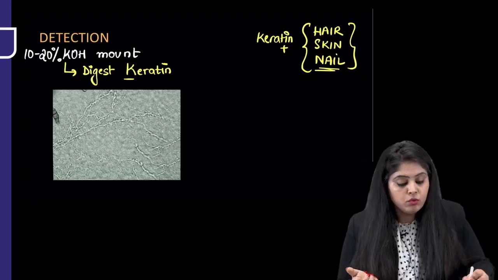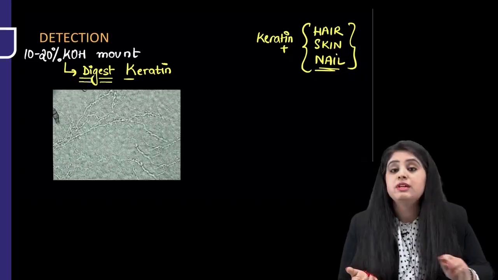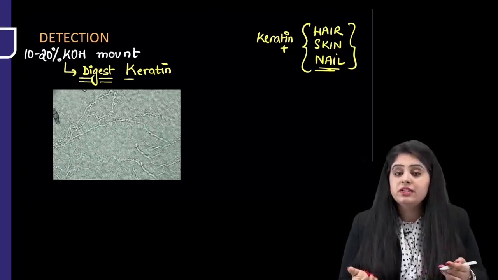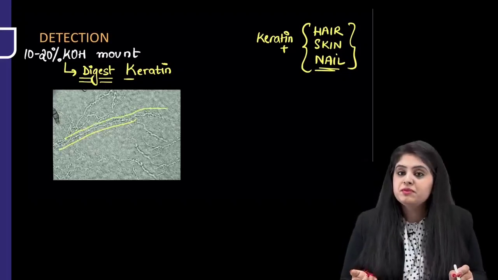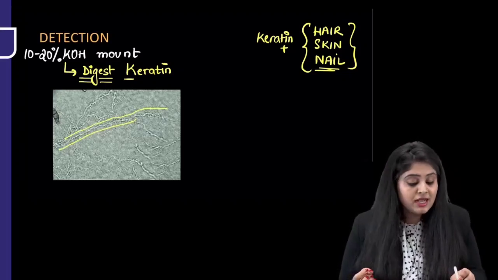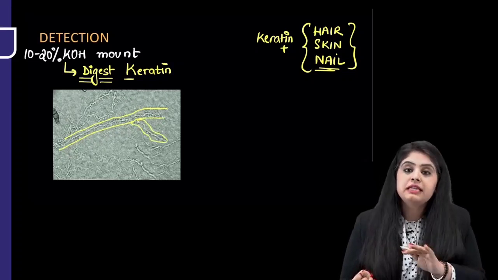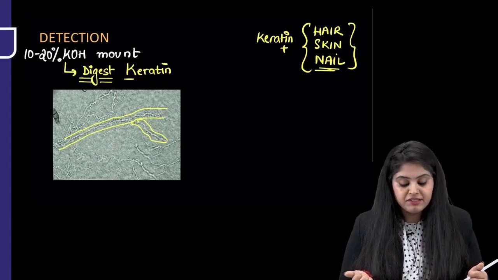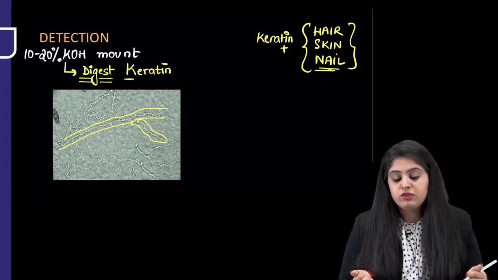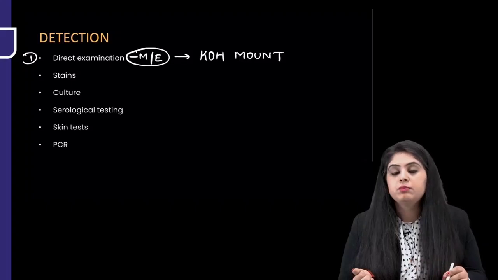No, you'll have to remove all the keratin from the nail. You will have to digest the keratin. So see, you digested the keratin and then you started seeing beautiful hyphae. Beautiful for us, obviously not for the patient, but you can see these long beautiful hyphae, but you could only see that once the keratin was removed, and that is exactly what is done over here. Having said that, this is about the KOH mount. That was direct examination without putting any colors.